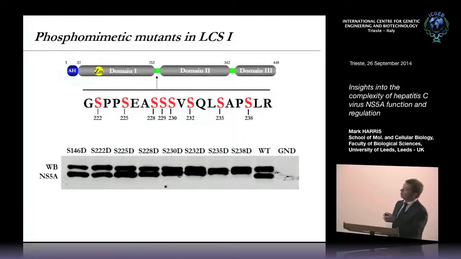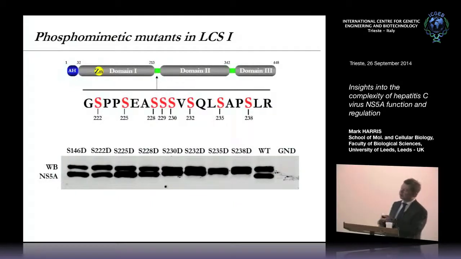But he made mutations at all of these other residues and then looked for the expression of NS5A and looked by Western blot. And what I think you can see is that if we introduce the phosphomimetic mutant here at 236, what's happening is that the molecular weight of the hyperphosphorylated band is not changing, but the basic phosphorylated band is moving up. So it's moving more towards the hyperphosphorylated form.